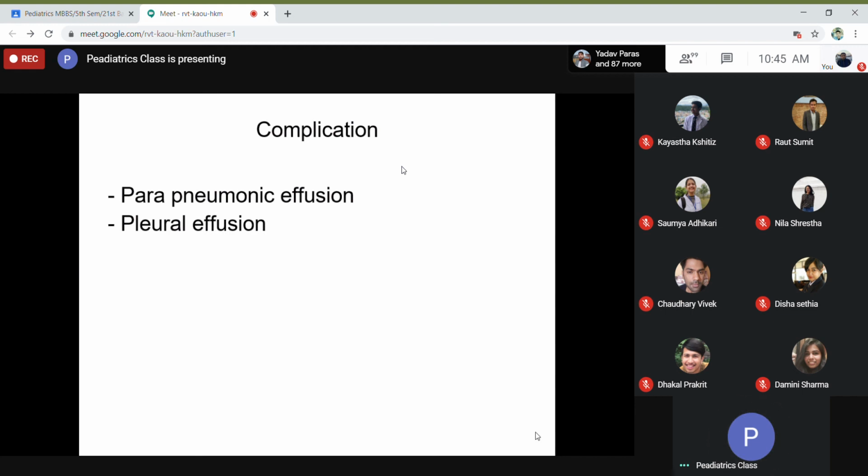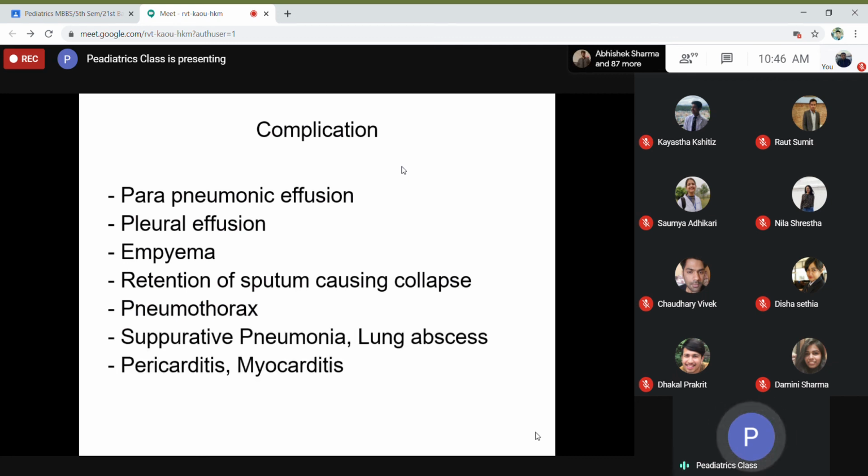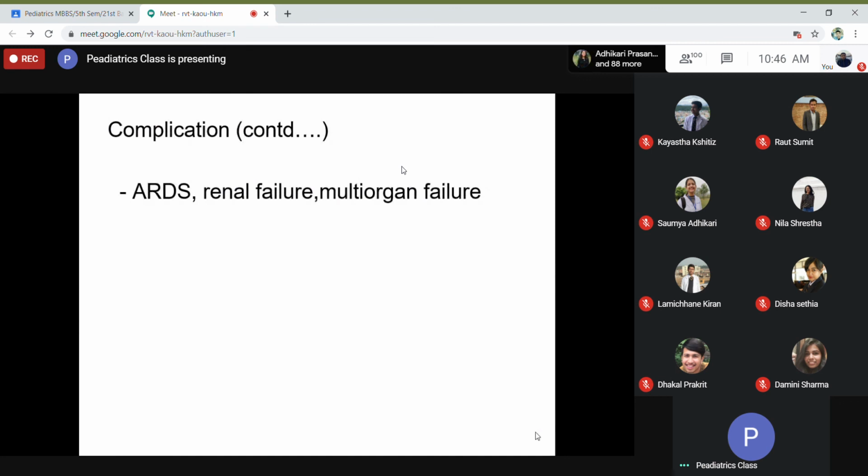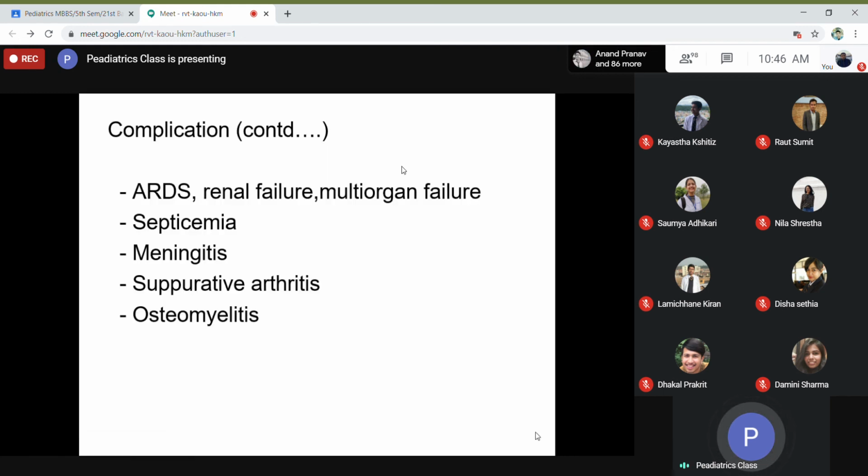Complications like parapneumonic effusion: if you don't treat the pneumonia, the child may have parapneumonic effusion and develop pleural effusion and empyema, a collection of pus in the pleural cavity. There may be retention of sputum, which can cause collapse of the lungs, pneumothorax, suppurative pneumonia, lung abscess, and extrapulmonary complications like pericarditis and myocarditis. Pulmonary complications include adult respiratory distress syndrome, ARDS. Extrapulmonary complications include renal failure, multi-organ failure, septicemia, meningitis, suppurative arthritis, osteomyelitis. These are the complications of pneumonia.